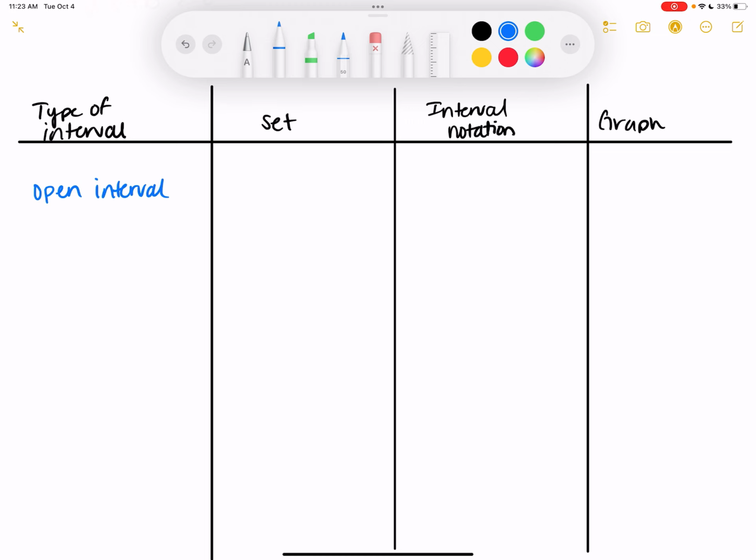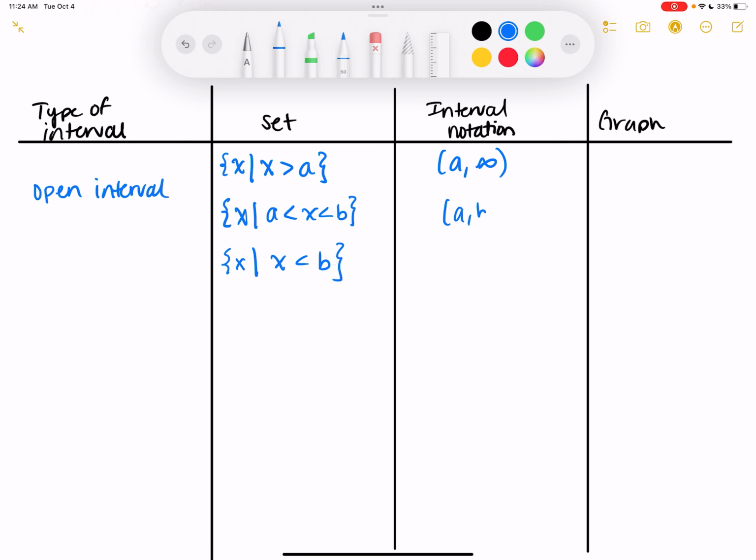All right, all these are going to be open intervals. A few examples of the set options: X such that X is greater than A. X such that A is less than X is less than B. And X such that X is less than B. And then the intervals to go with each of these. The first one is A to infinity. Second one is A to B. And the last one is negative infinity to B. So those are open intervals.